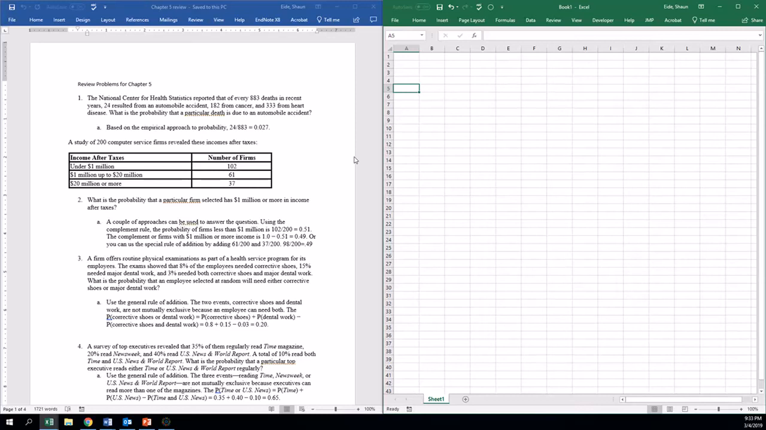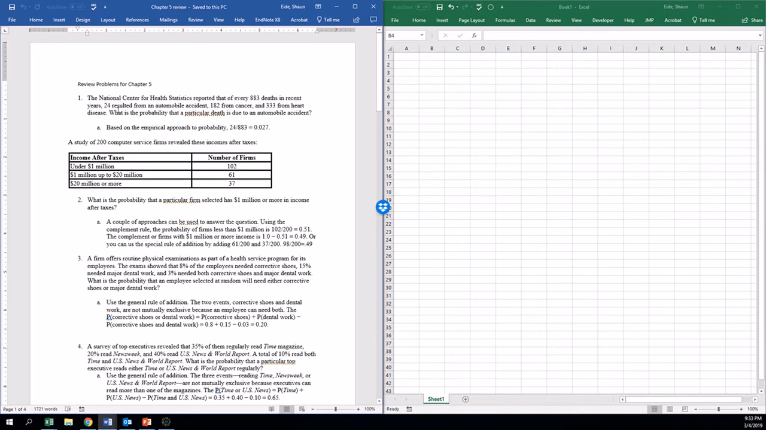Let's go over the review problems for Chapter 5. So number 1, the National Center for Health Statistics reported that of every 883 deaths in a recent year, so there's a total of 883 deaths, 24 resulted from an automobile accident, 182 from cancer, and 333 from heart disease. What's the probability that a particular death is due to an automobile accident?